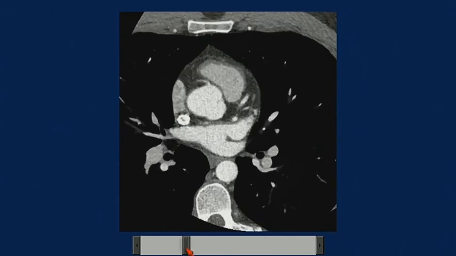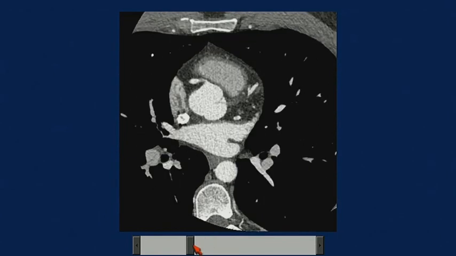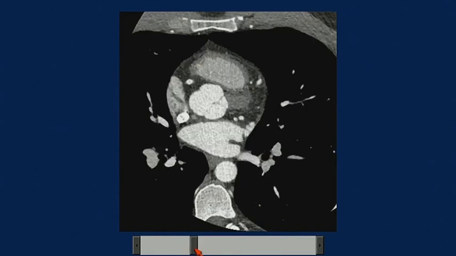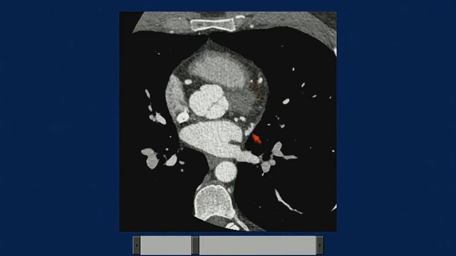Now, if you look at the other set of branches, so here is a very, very tiny septal perforator coming off, diving into the myocardium. Here's another one extending into the septum, and a third one.